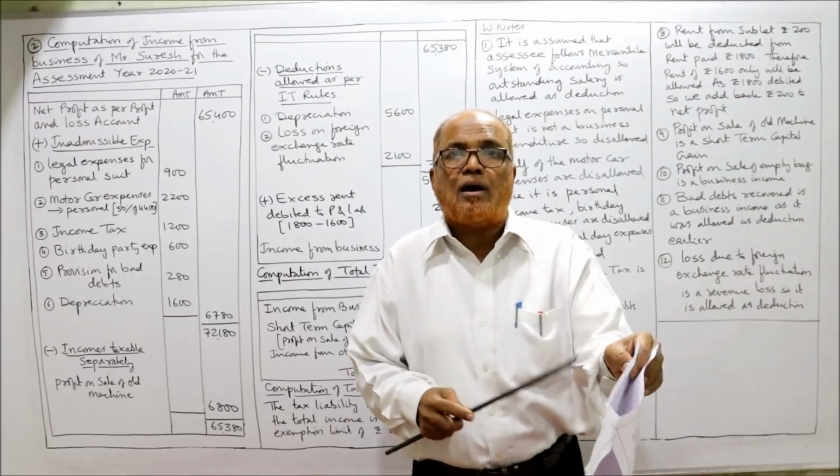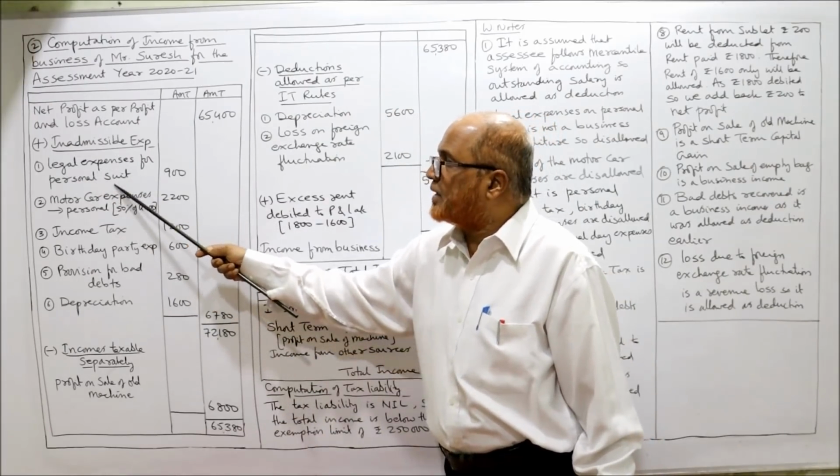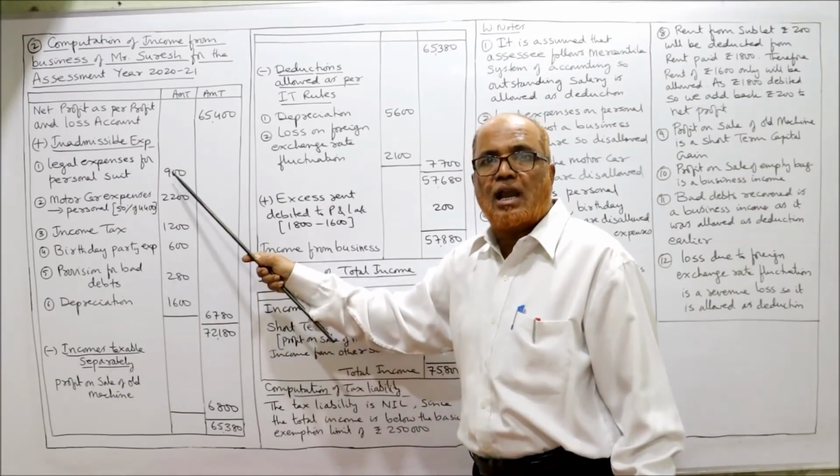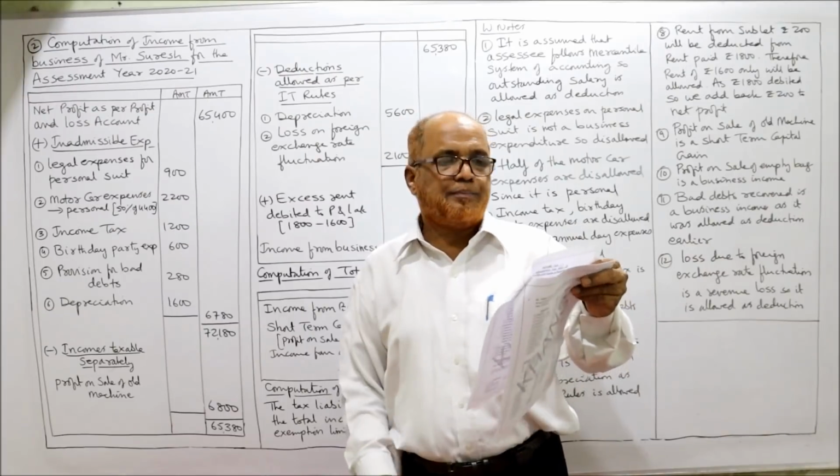It is debited to the P&L account, but it is not related to business. So you can see legal expenses for a personal suit, 900, disallowed. So we are going to add back. Then motor car expenses are allowed.